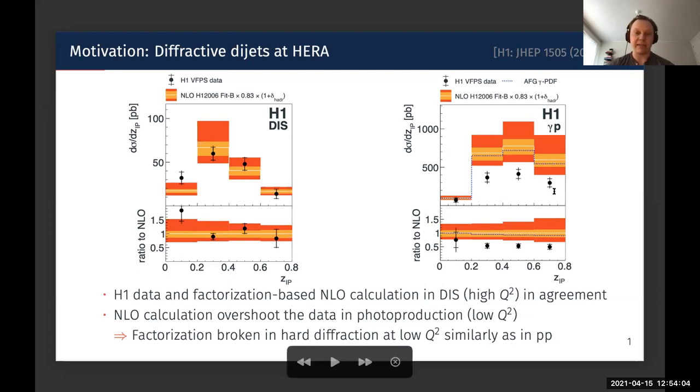So there's a clear indication of factorization breaking in the low virtuality region of electron-proton collisions, similarly as had already been observed in proton-proton and proton-antiproton collisions.